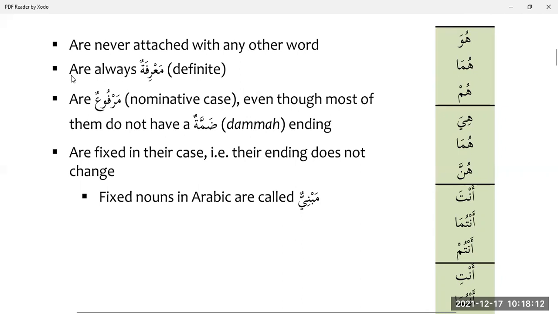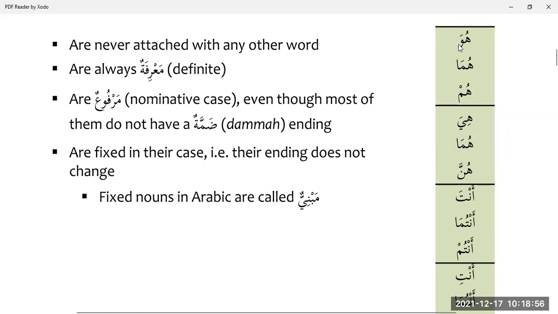The second point is they are always definite, marifa. Then the third is they are marfu'un, in the nominative case. They are always in the nominative case, even though most of them don't have a dhamma ending. We learned in the first lesson of this book that the nominative case, marfu, has dhamma. But they are marfu even though their ending doesn't have dhamma.